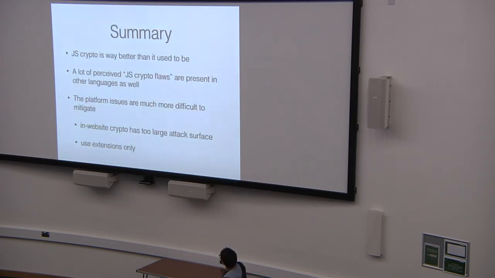So the summary: JavaScript crypto, looking at the code, is way better than it used to be. There are still a lot of vulnerabilities, but these are, I would say, manageable. So the JS crypto flaws mentioned before, like XSS, are not real problems. The real problems are the platform issues, especially the direct memory access thingy and exploiting the whole browser.